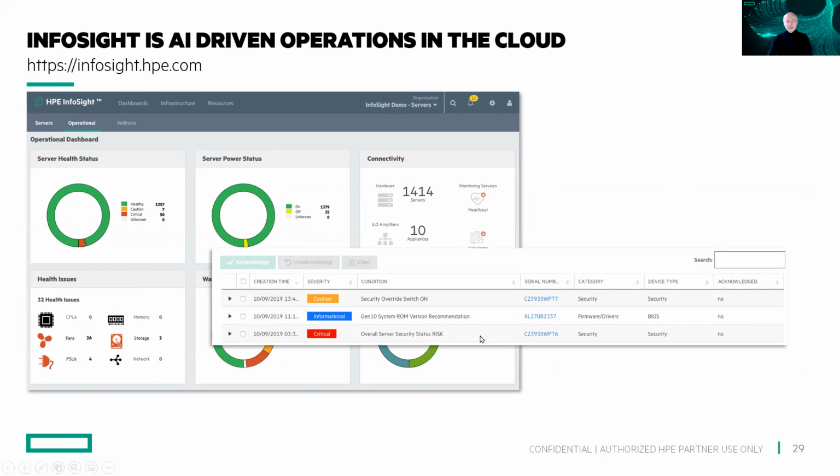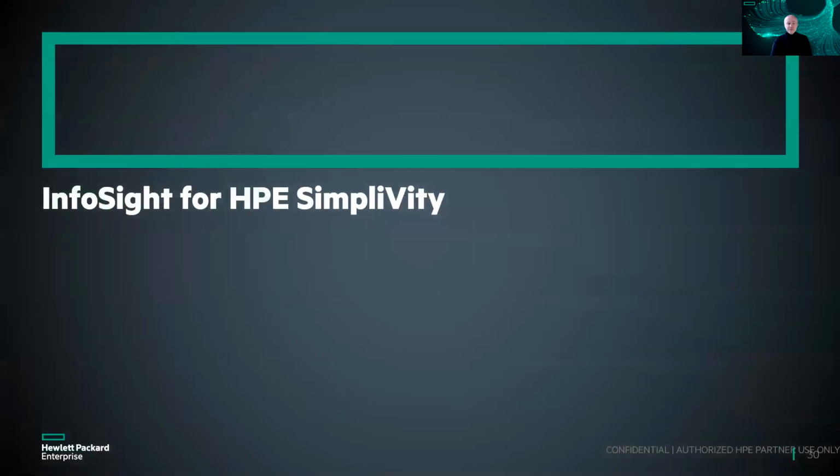Another server, it's just informational, but on that server XL270B, whatever, there is a recommendation about the firmware that needs to be updated. And on another server, CZ39 something, there's a security status risk as well, discovered on the ILO. And so you can just click on it and get the recommendations on there. How cool is that? Like I said, AI-driven operations.